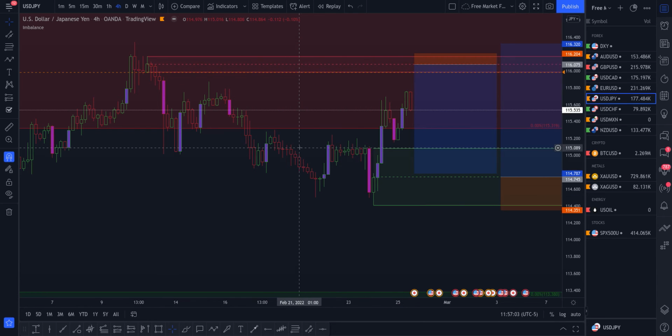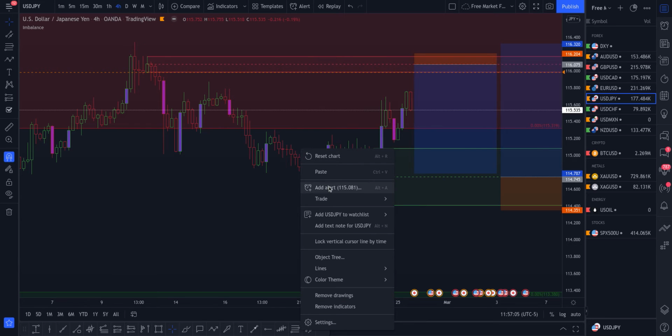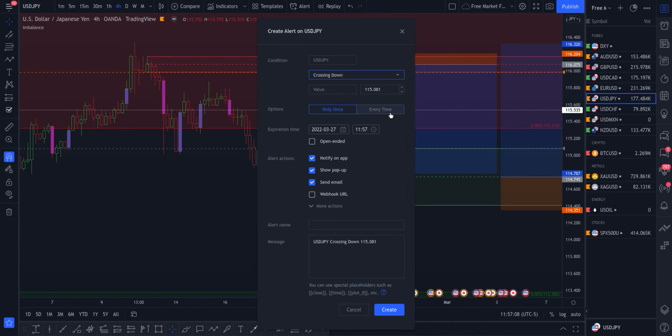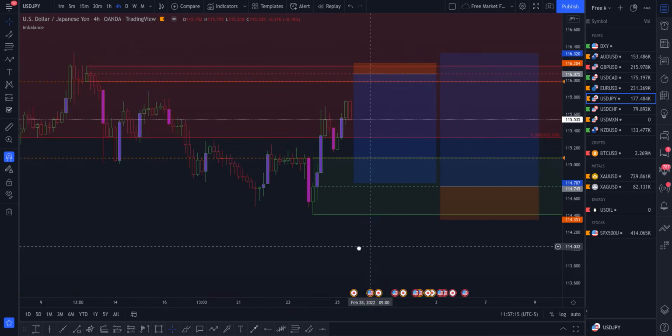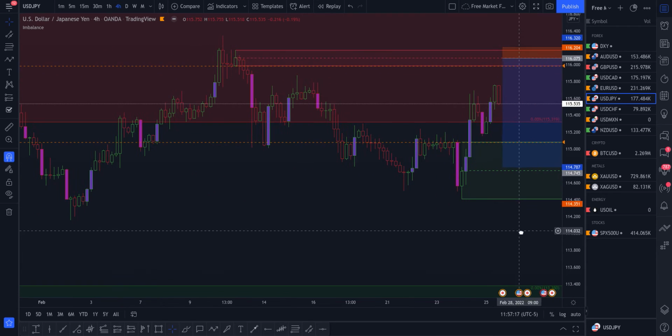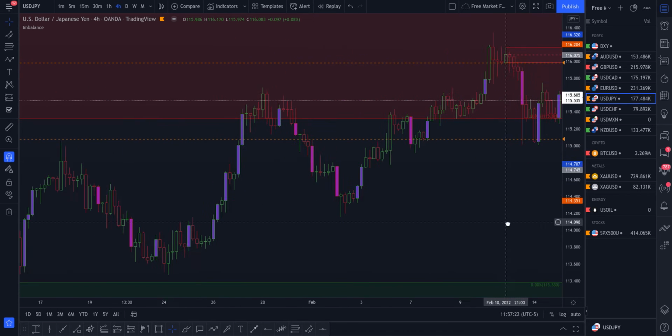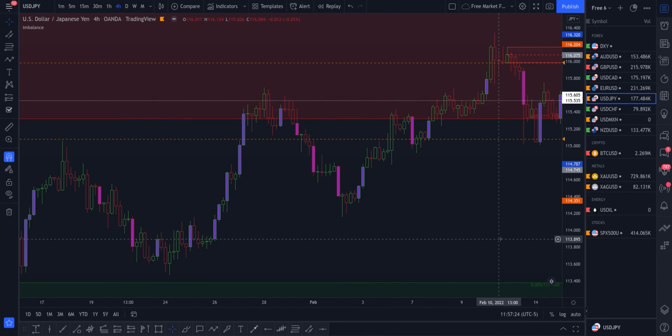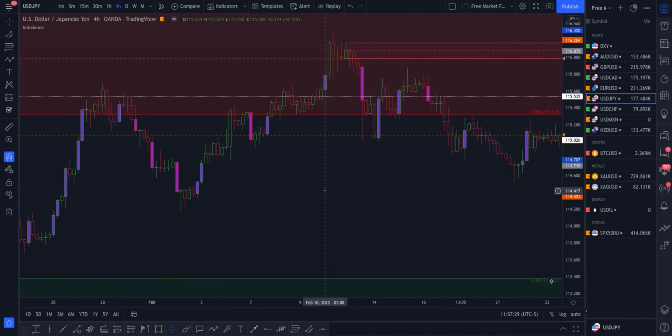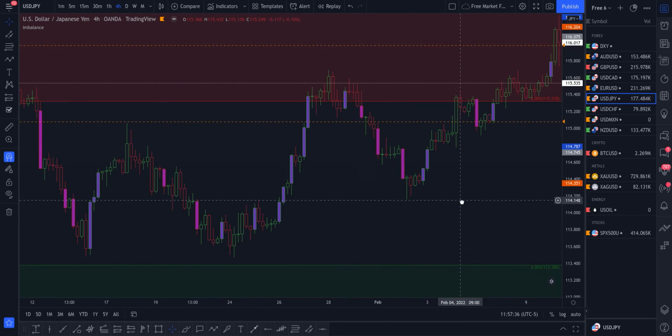Okay, and crossing down every time for our demand zone. Okay. All right. So maybe we could be looking into those trades. This has been mitigated and imbalance has been filled. Price left and came back and mitigated that.